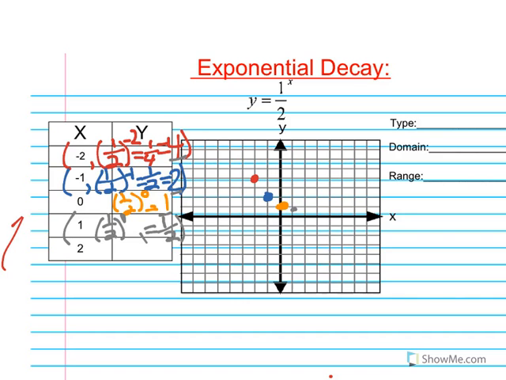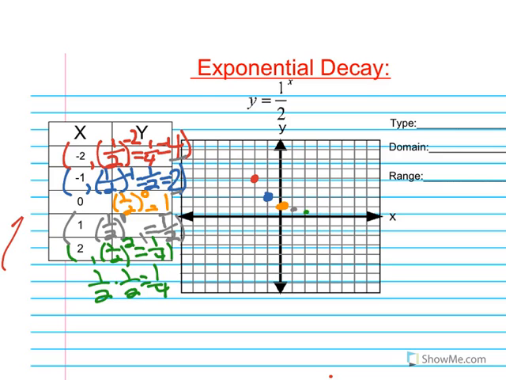And for our final point, let's sub in a 2. We have 1/2 to the second power. That means I have 2 1/2s. 1/2 times 1/2 is 1/4. So that is the point 2, comma, 1/4.